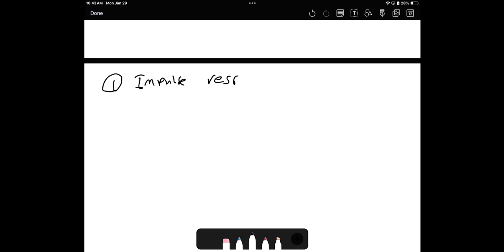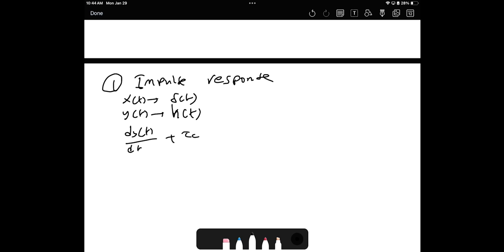Impulse response. For impulse response, every x of t will be replaced by delta of t, and every y of t will be replaced by h of t. So the differential equation was dy of t by dt plus 1 over tau y of t.